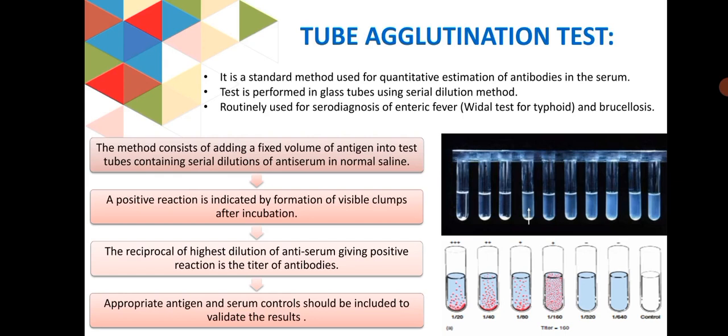The method consists of adding a fixed volume of antigen into test tubes containing serial dilutions of antiserum in normal saline. A positive reaction is indicated by formation of visible clumps after incubation. The reciprocal of the highest dilution of antiserum giving a positive reaction is the titer of antibodies. Appropriate antigen and serum controls should be included to validate the results.